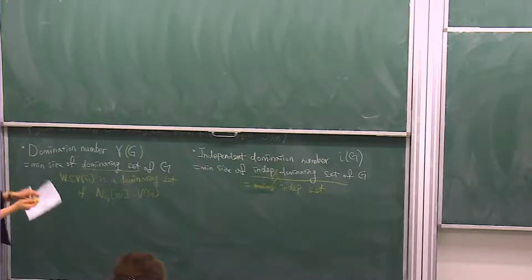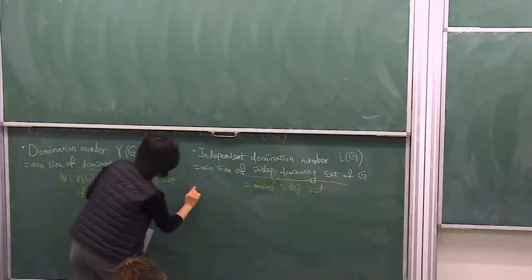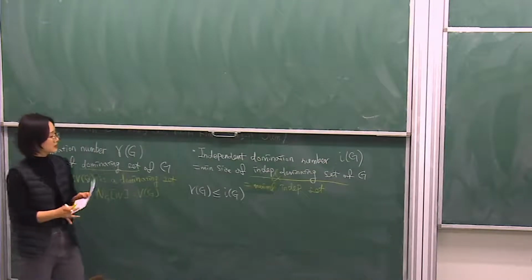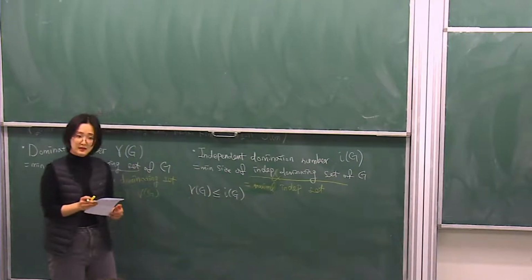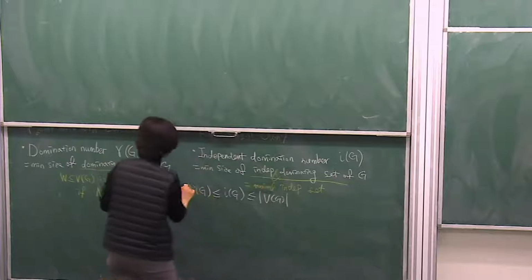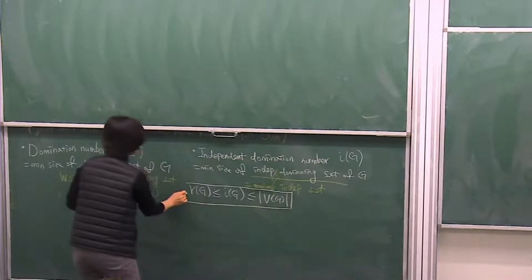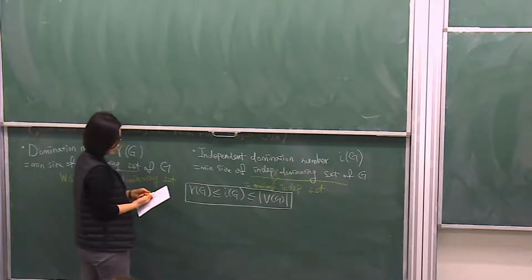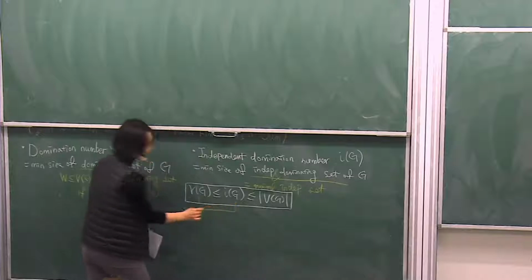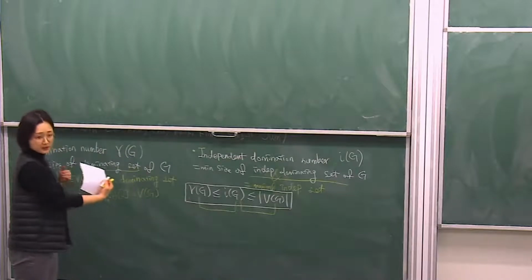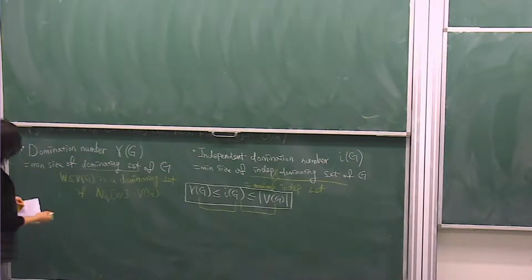So obviously, what we can know is gamma of G is at most i of G, because an independent dominating set is a dominating set, and of course, i of G is at most the number of vertices. So from this trivial relation, mainly what we want to do is to see the difference between these two numbers. So how big can the difference be? Let's see a simple example.